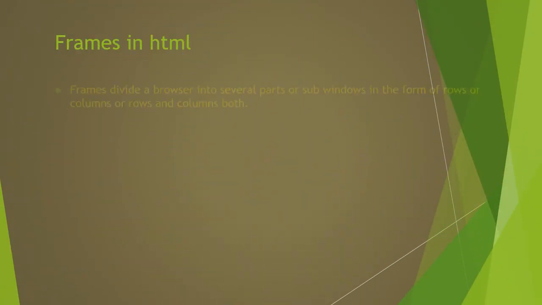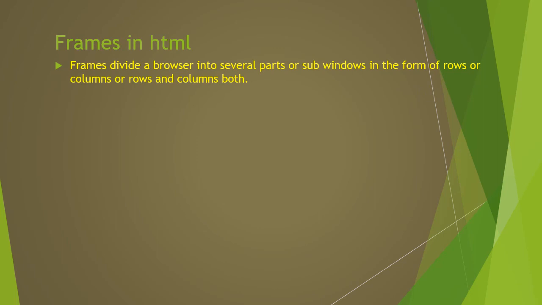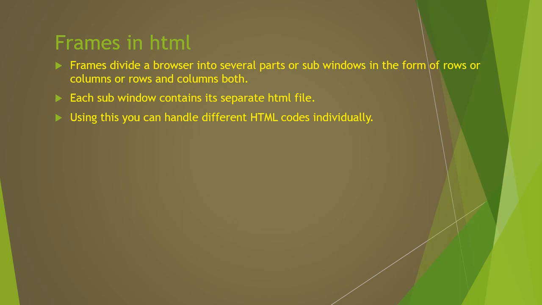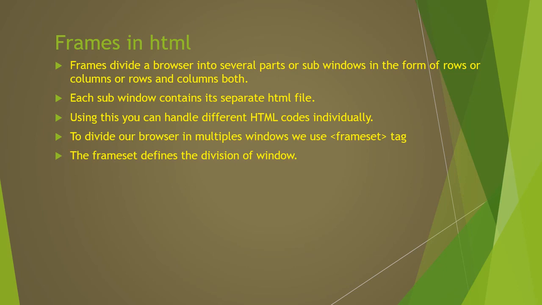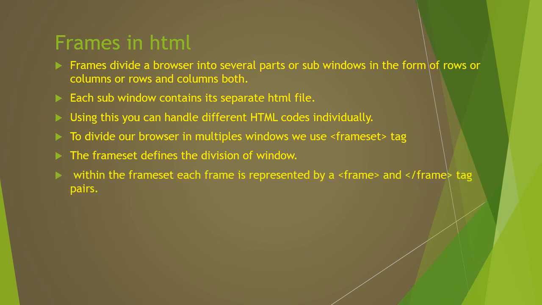HTML frames. The frames divide a browser into several parts or sub-windows in the form of rows or columns, or rows and columns both. Each sub-window contains its separate HTML file. Using this, you can handle different HTML codes individually. To divide our browser into multiple windows, we use the frameset tag. The frameset defines the division of the window. Within the frameset, each frame is represented by a frame tag.